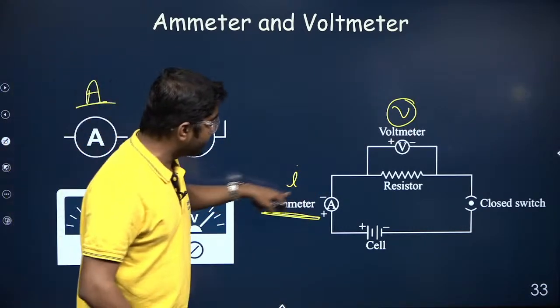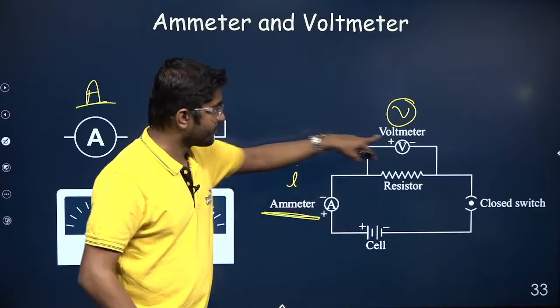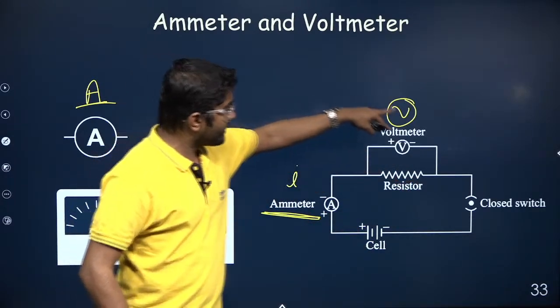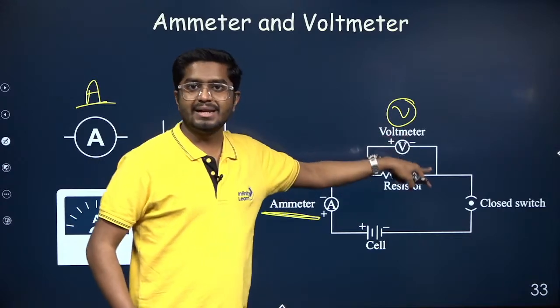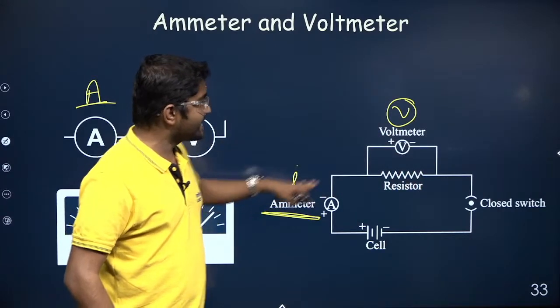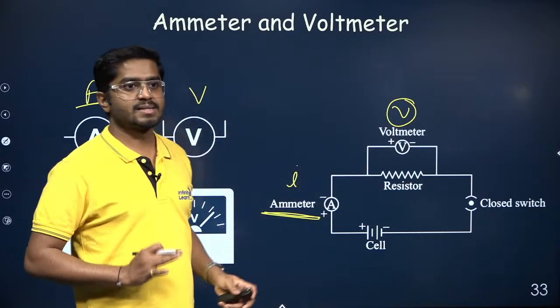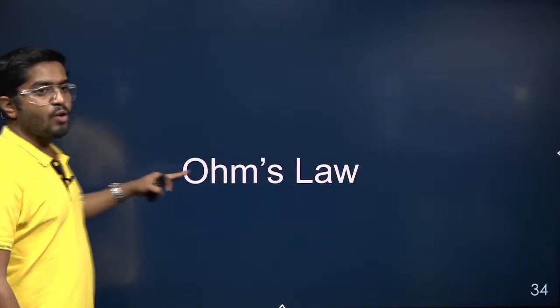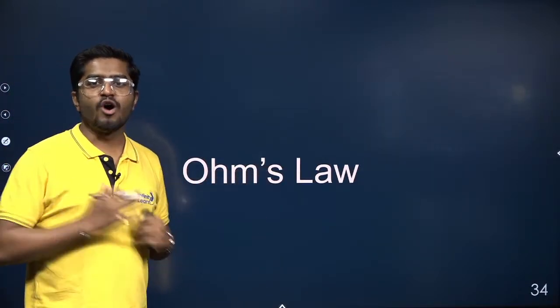So now this ammeter is in series with the cell or with the resistor, and the voltmeter is always in parallel. We'll learn about series and parallel in the next class. So have patience. Now, what is Ohm's law?